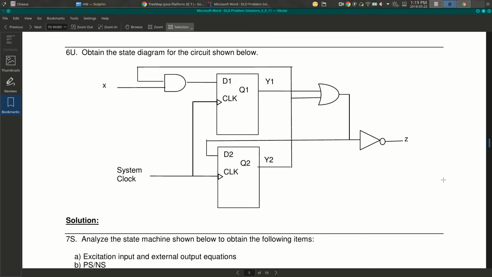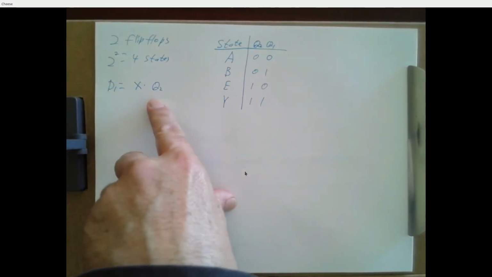So D1, where does D1 come from? What kind of gate? It's an AND gate. Okay, what are the 2 inputs to the AND gate? So X, and the other one comes over here, across, comes down. That's an input, and it's being driven from right here. So I'm going to call it Q2. It's also Y2, but that's basically Q2. So D1 equals X ANDed with Q2.